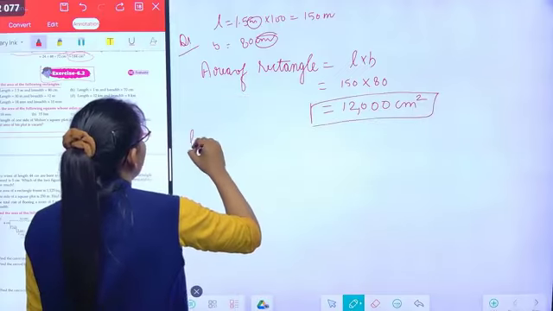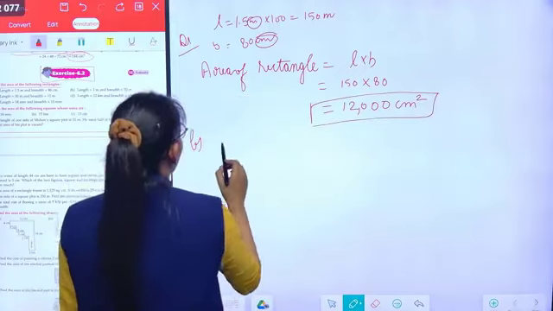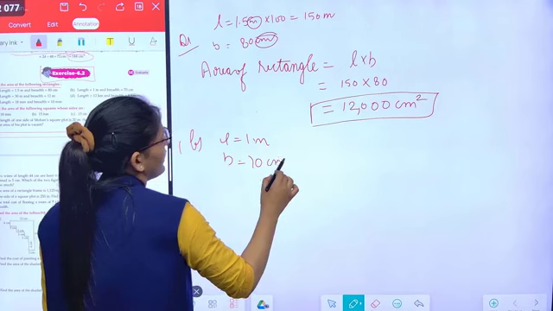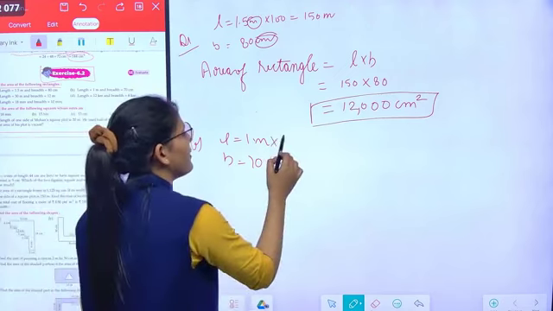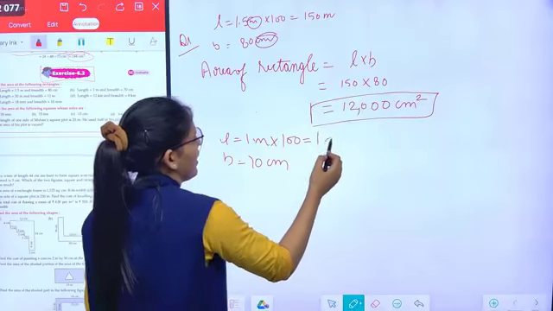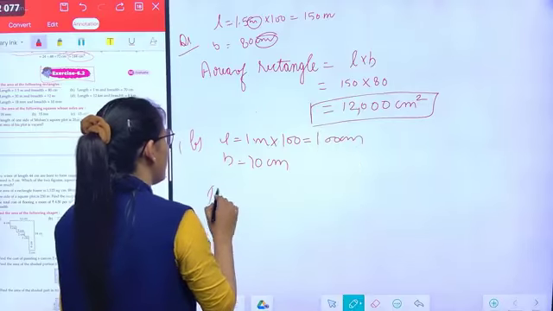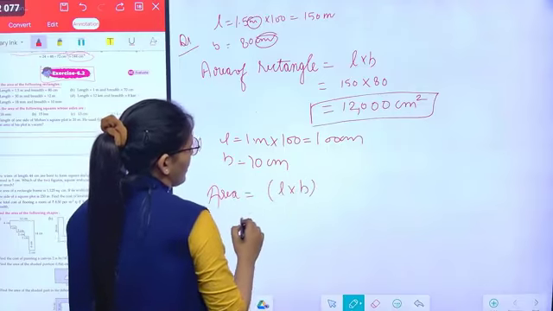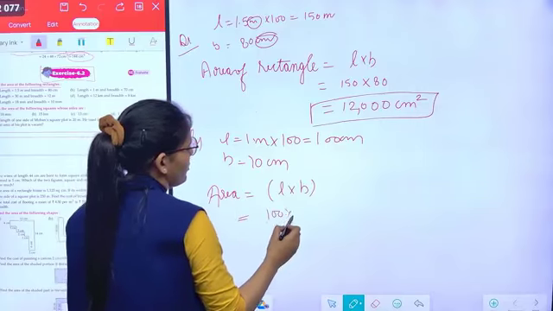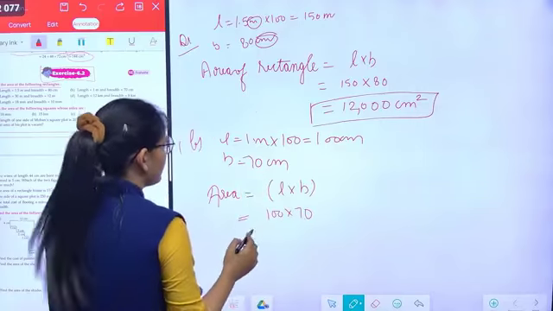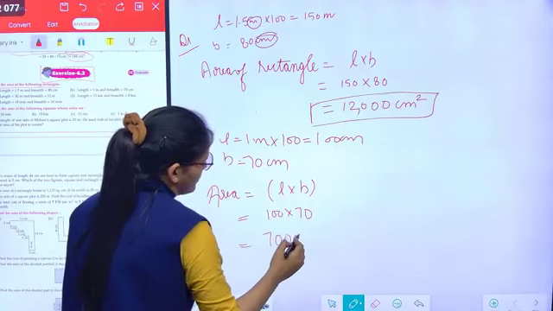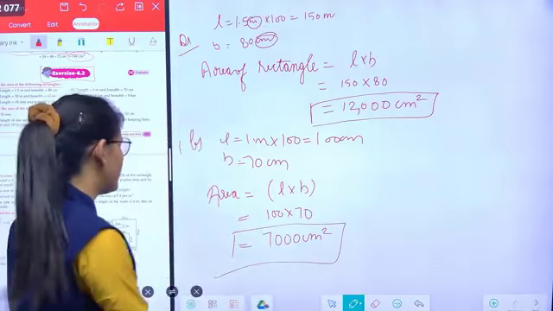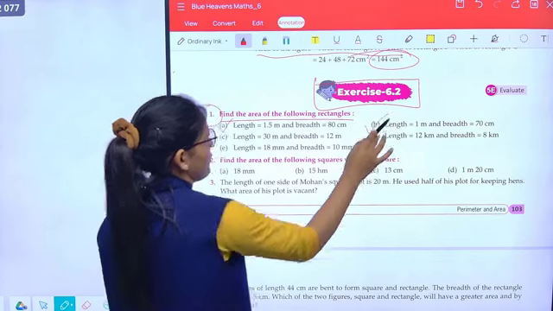Understand class? Now class, see the B part. Length is equal to 1 meter and breadth is equal to 70 centimeter. Again class, we will change meter, multiply by 100, that is 100 centimeter. Now class, area is equal to length multiplied by breadth. Now class, length is 100. Now breadth is 70. Yes, that is 7,000 centimeter square. This is the area. Understand? A and B part is done. Rest of the parts do yourself.